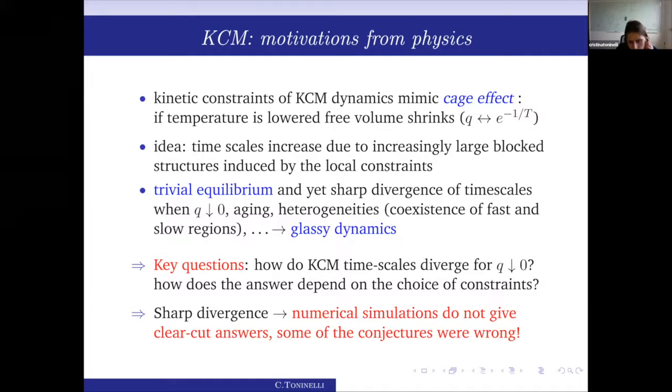And a remark that I wanted to make is that in many cases, or for most choices of the constraints, numerical simulations are not able to give clear-cut answers, despite the big size of the computers. And in fact, several of the conjectures that were put forward using only simulations were wrong, because the interesting choices of the constraints are such that the dynamics is very slow and the finite size effects are very important. So one really has to know the scalings before fitting the data. So this is the moral.